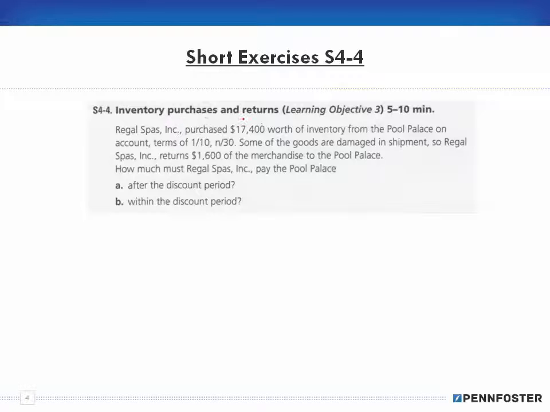It says inventory purchases and returns. Regal Spas purchased $17,400 worth of inventory from Pool Palace on account. The terms are 1/10, net 30. Some of the goods are damaged in shipment, so Regal Spas returns $1,600. That's a return or allowance, that's what a return is of the merchandise to Pool Palace. How much must Regal Spas pay the Pool Palace after the discount period and within the discount period?